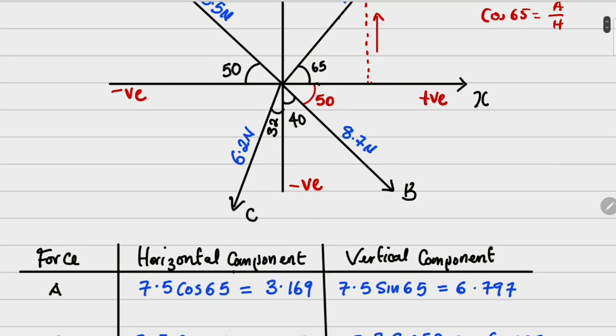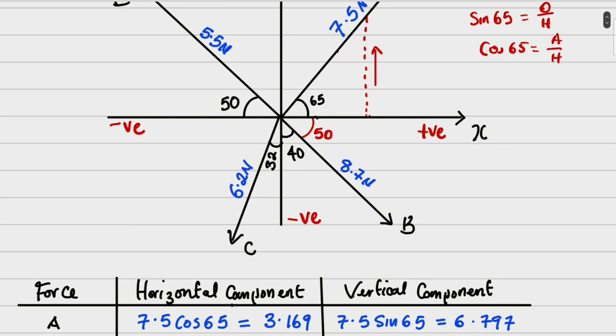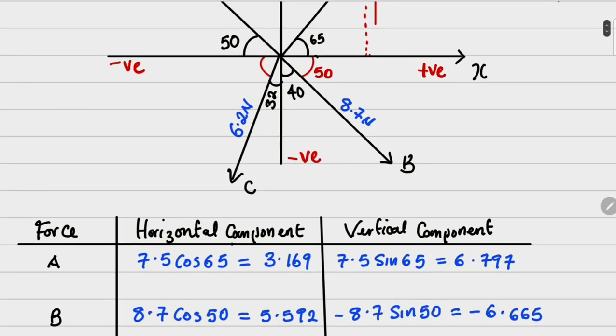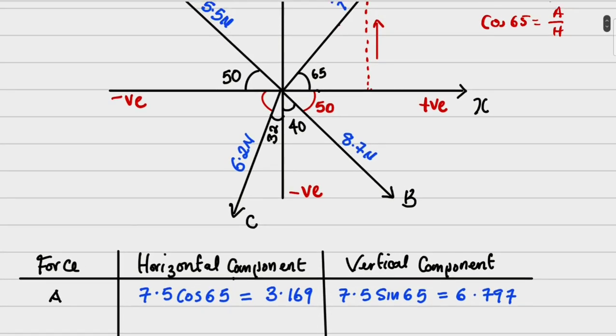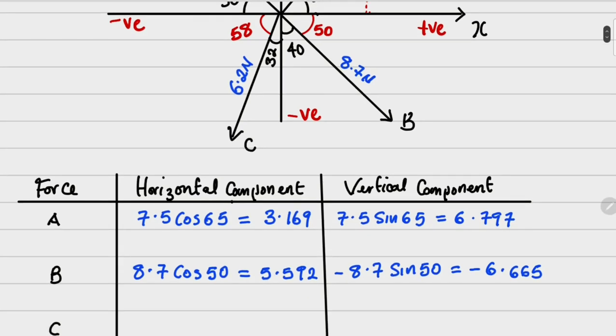Then let's come down. For C, they are all negative, both the horizontal and vertical. But there is something that I need you to know, just like we did in B. This is the angle that we're going to be considering, so that we'll maintain all cosines at the horizontal and sines at the vertical. If you do 90 minus 32, it will be 58. So we're going to use that 58 to resolve it into the vertical and horizontal.